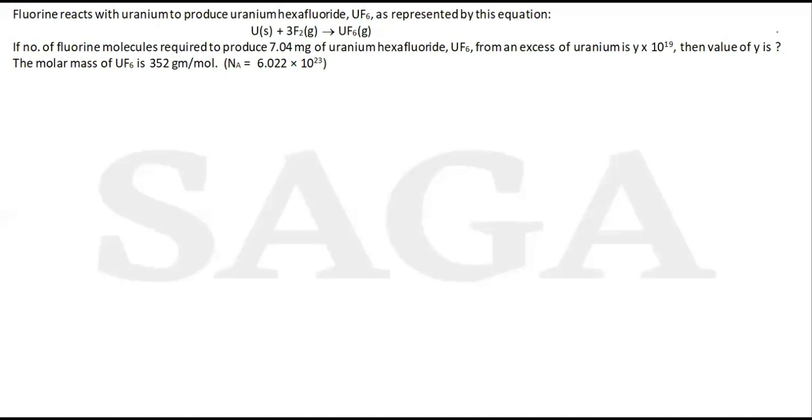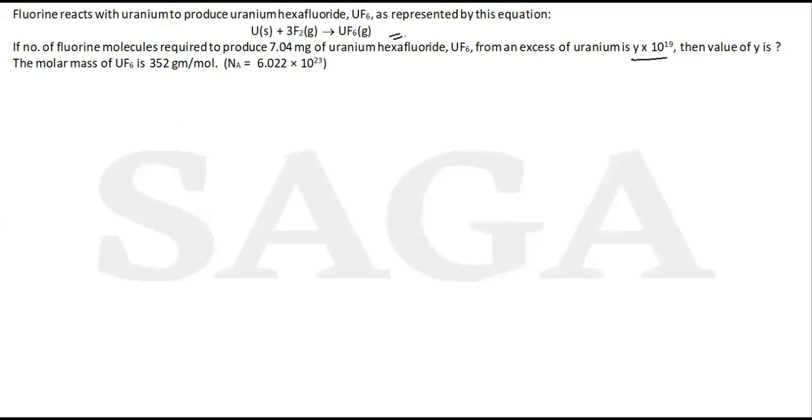Fluorine reacts with uranium to produce uranium hexafluoride UF6 as represented by this equation. If the number of fluorine molecules required to produce 7.04 milligram of uranium hexafluoride UF6 from an excess of uranium is Y into 10 raised to the power 19, then the value of Y is.